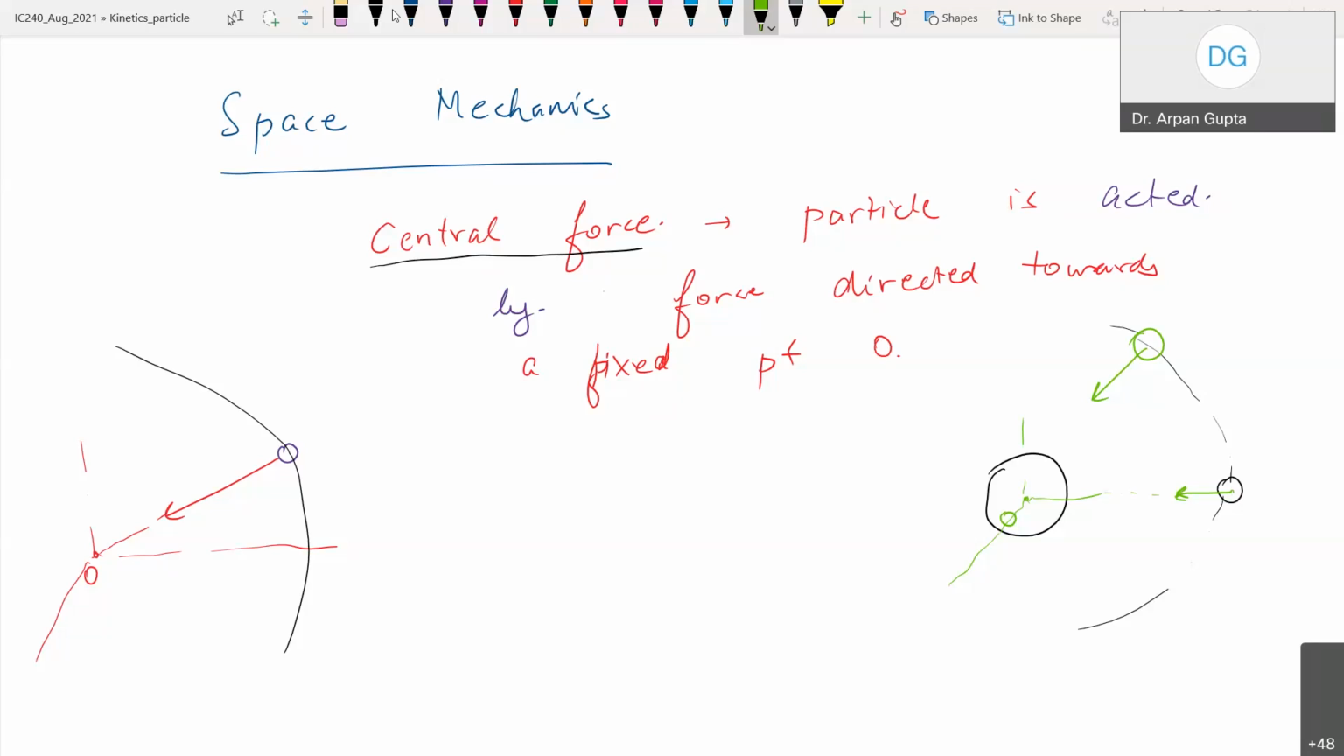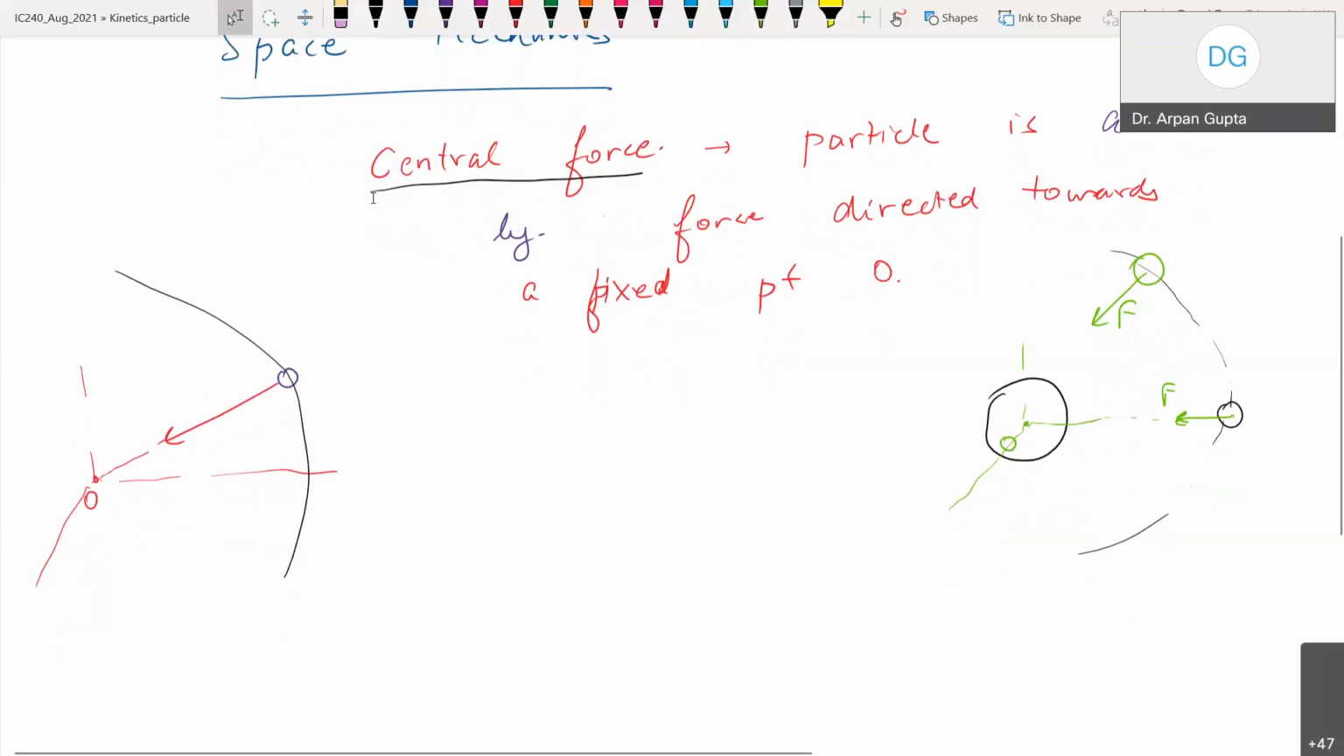So if we are considering just this thing, then the force is acting towards the center and this system falls in the category of central force system, right? So force is always directed towards a point O. That's the idea. Now, if such a thing exists, then what happens? Then moment about point O turns out to be 0, right?